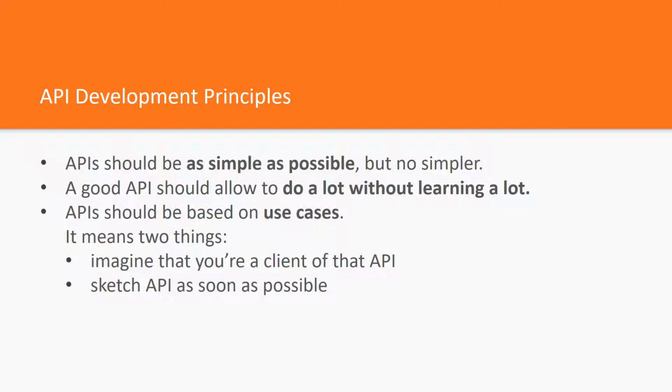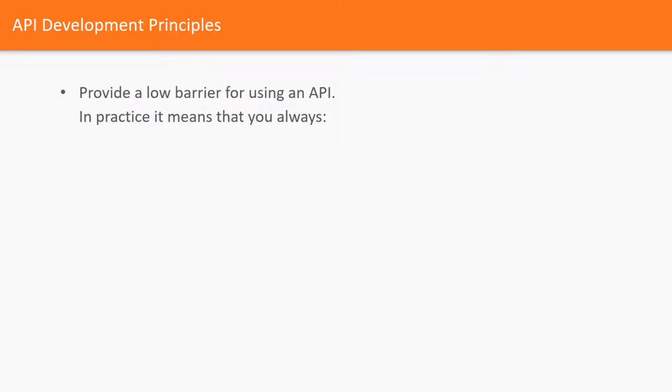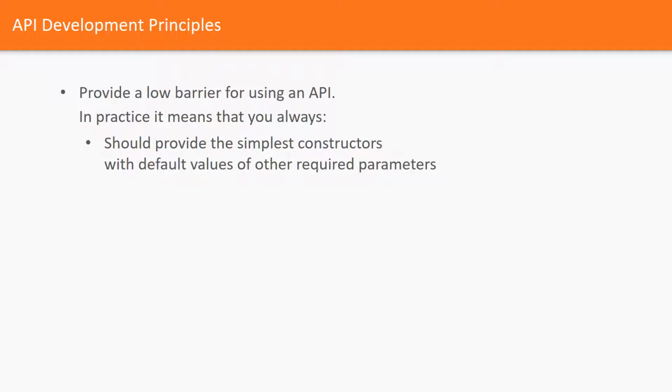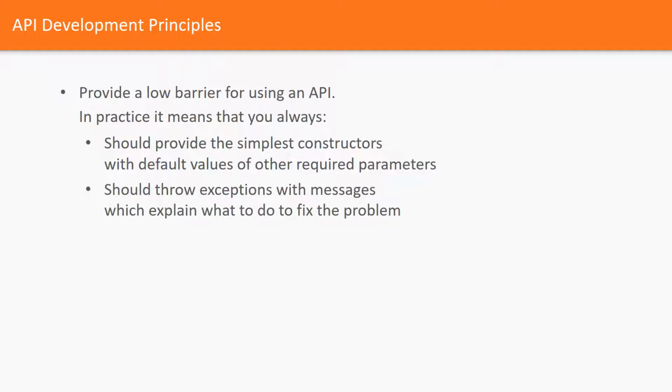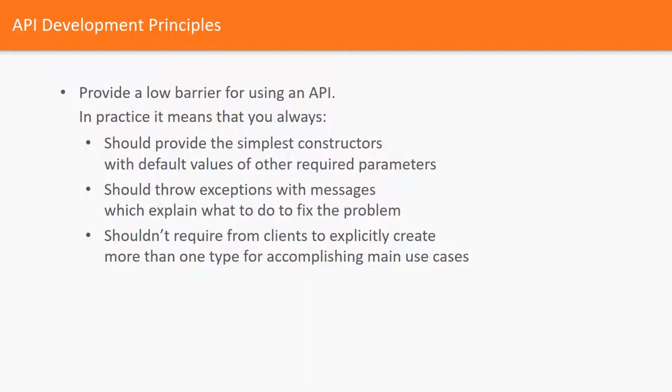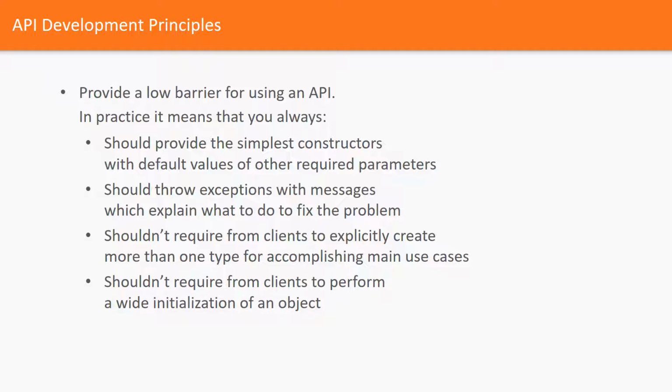So, the first thing you should do is to write several code samples for the main use cases. Ask your colleagues to implement those main use cases. If they experience difficulties, it's a bad sign. Provide a low barrier for using an API. In practice, it means that you should always provide the simplest constructors with default values for parameters. It should throw exceptions with messages which explain what to do to fix the problem. It should not require clients to explicitly create more than one type for accomplishing main use cases. It should not require clients to perform a wide initialization of an object.